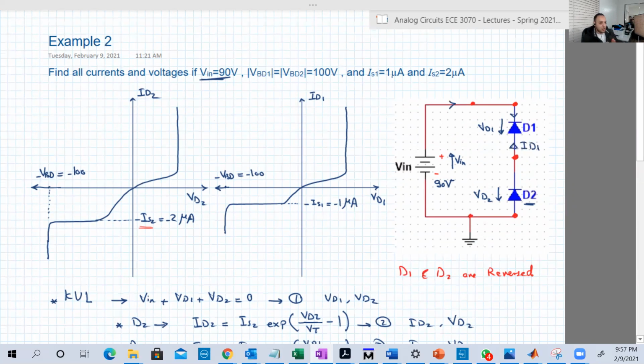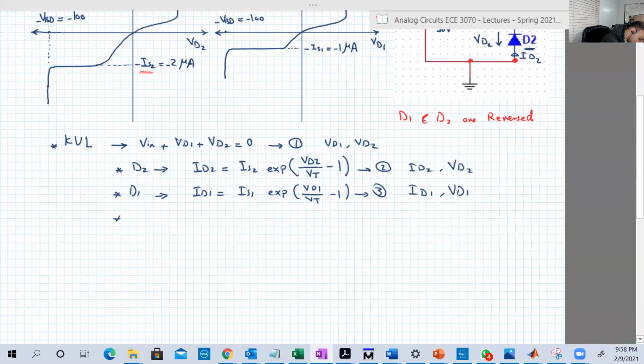We always assume the current flowing from B to N. And this is ID2. Basically, ID1 and ID2 are in series. So ID1 is equal to ID2, equal to I, for example. So the fourth equation from KCL is ID1 equal to ID2, call it I.